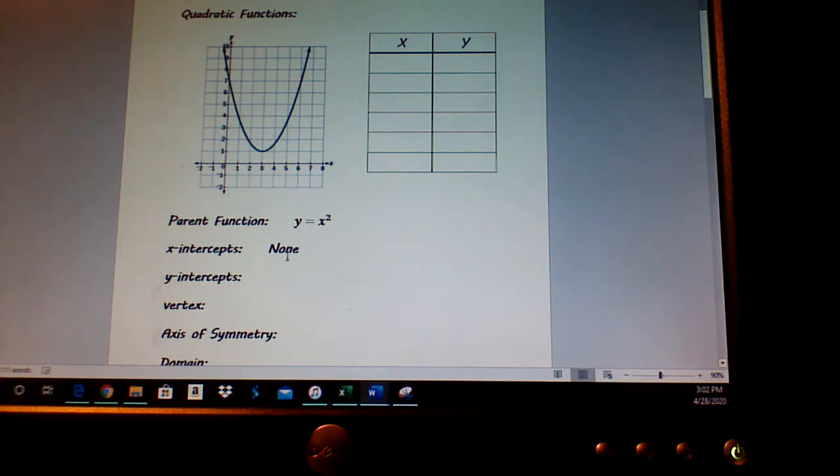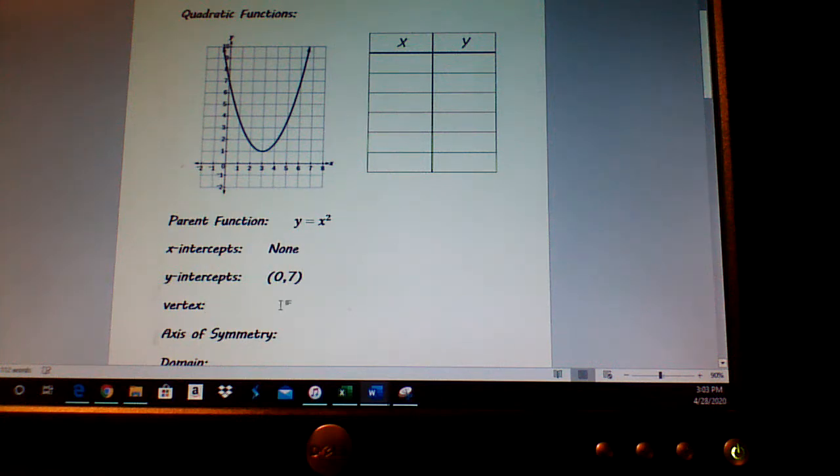Y-intercept is the same as linear. It's the point where it crosses the y-axis. So let's take a look. If I go up, I see it's 7 where I'm crossing the y-axis. Again, we want to write this as a coordinate because this is a point. So my coordinate, my x value is 0, my y value is 7.